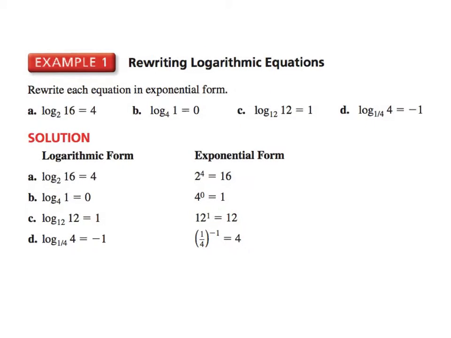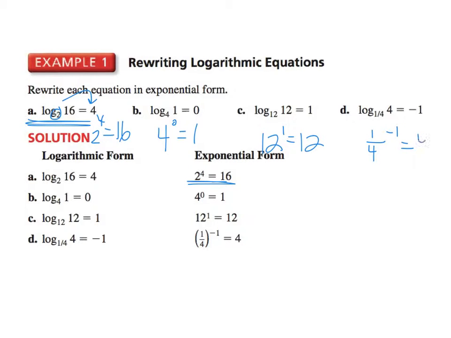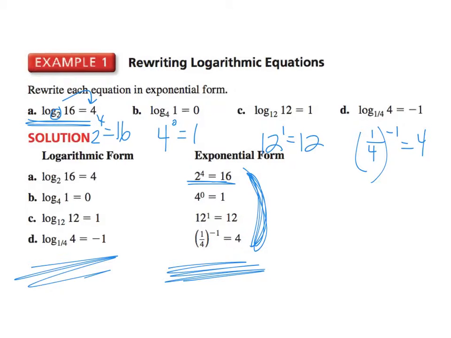All right, so let's look at these first examples. In A, now remember, we're going to start with the base. The base is 2, so we do 2 to the fourth power equals 16. And as you can see here, that's how we write it in exponential form. So we start with the base, 4 to the 0 power equals 1. Start with the base, 12 to the first power equals 12. Base 1/4 to the negative 1 power equals 4. And you can see the answers that we just got are here. These are exponential forms, and these are all in logarithmic forms.